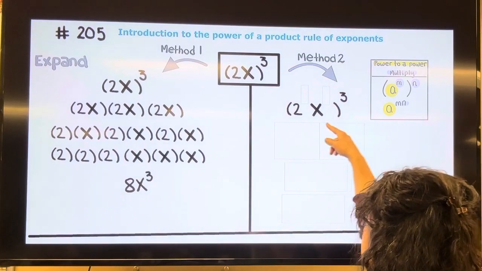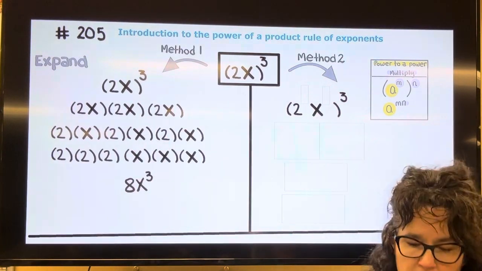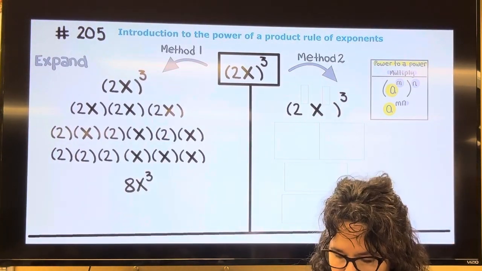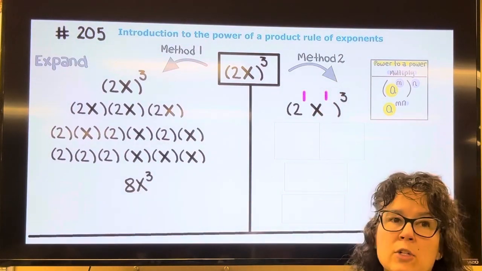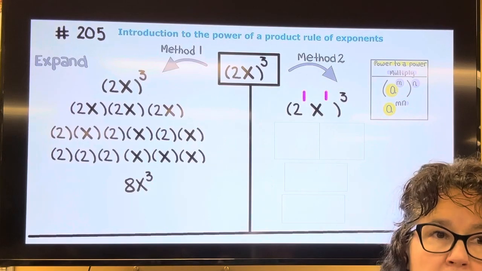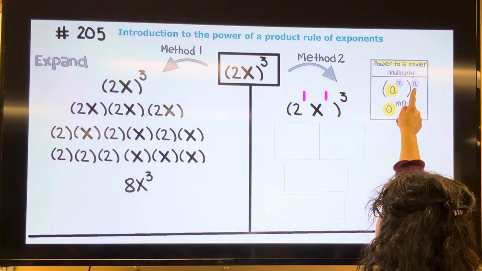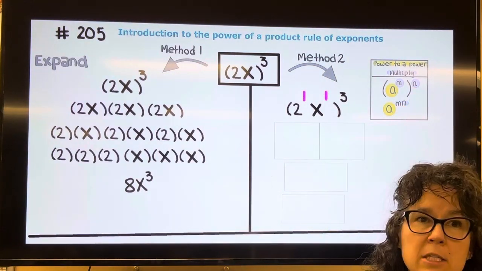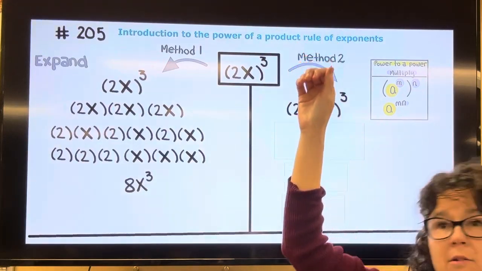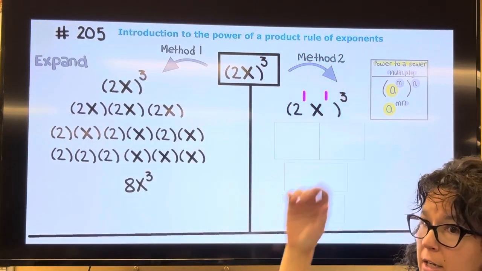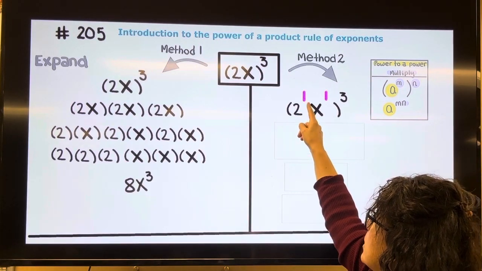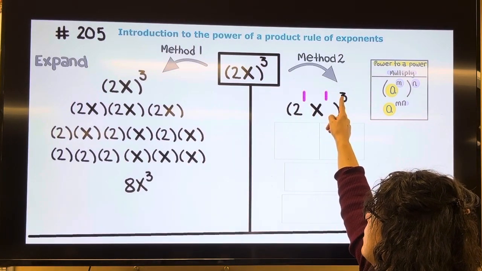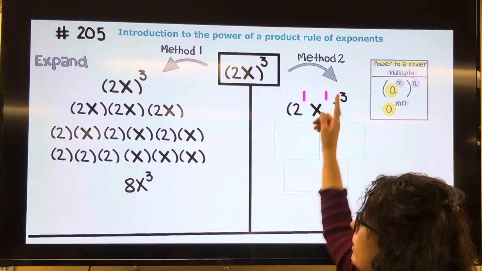But in this case, if I do the same problem and I focus on the exponents here, the exponent on 2 is 1, and the exponent on x here is 1. And we know that power to a power, you multiply the exponents. Power to a power, multiply. So I just have a lot going on here. So it's this power to a power and this power to a power.